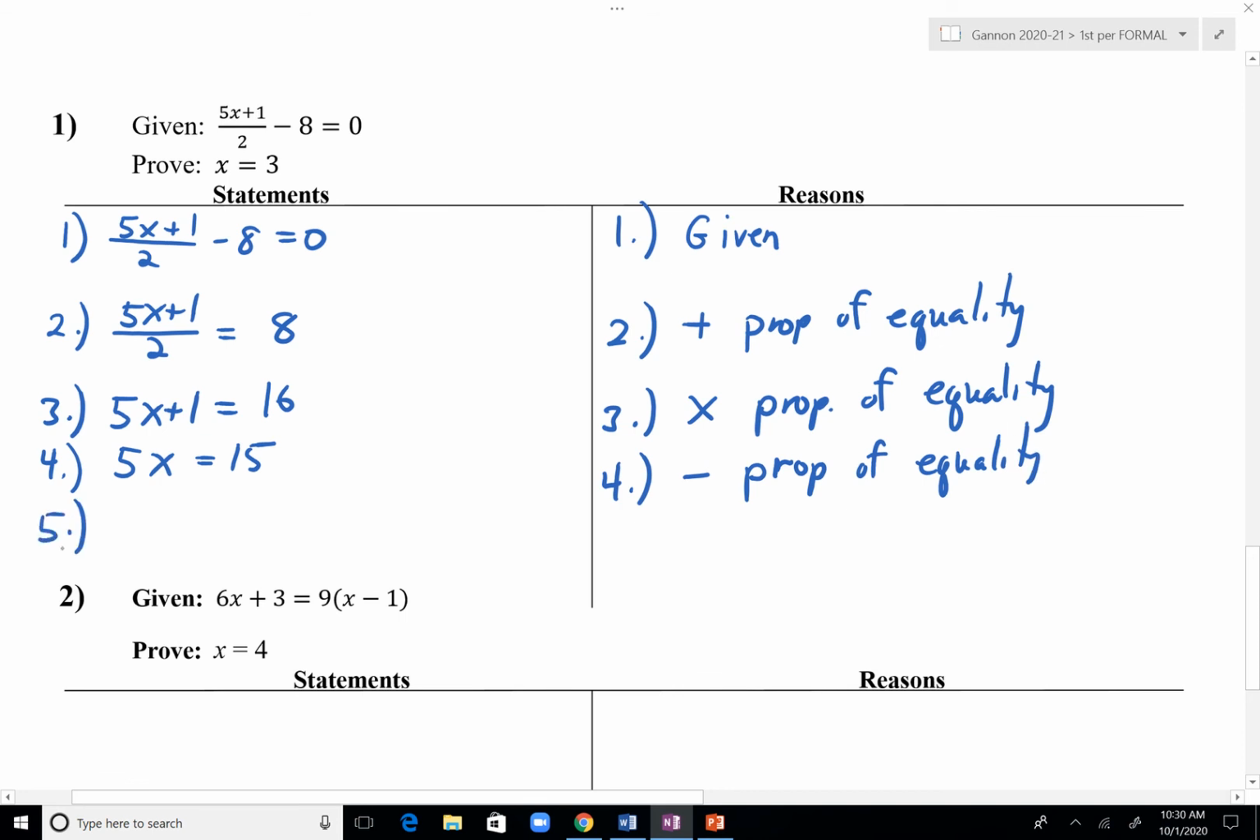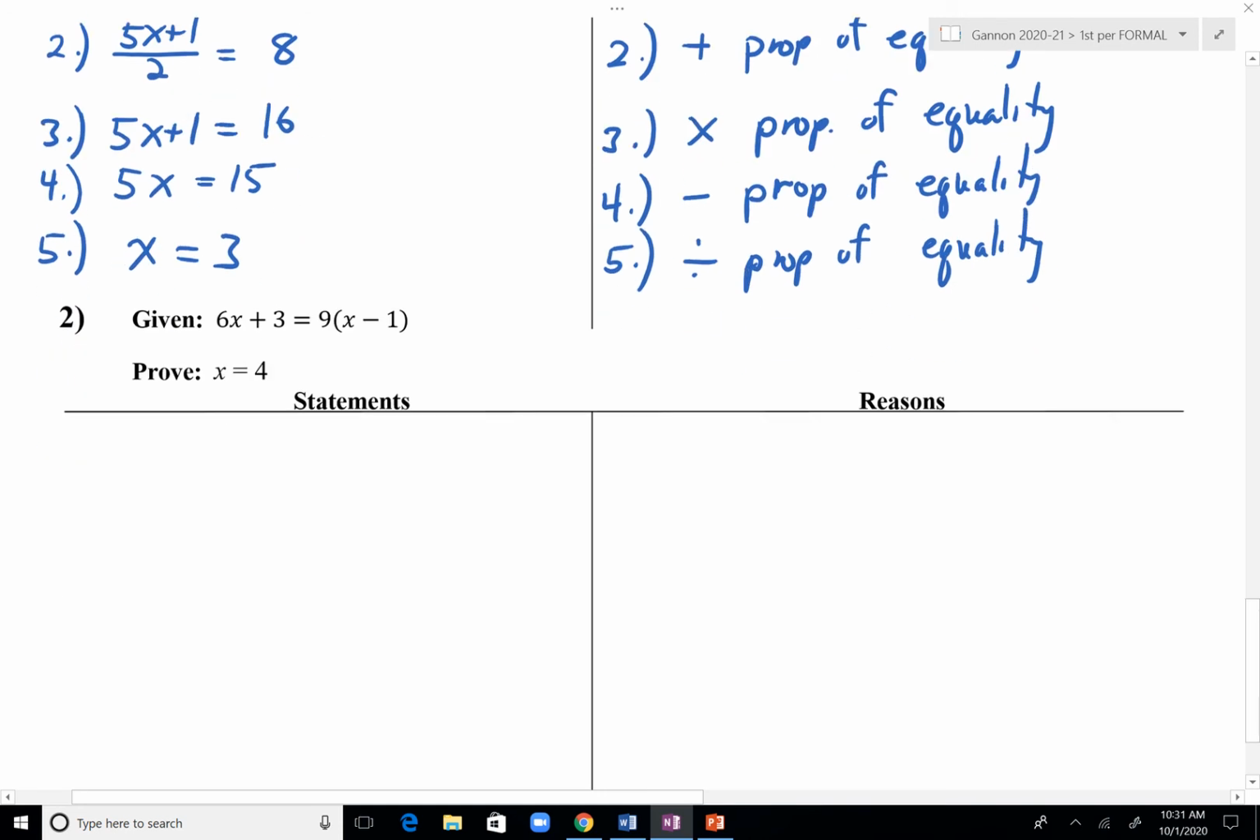And the final step to isolate x would be to divide both sides by 5. 15 divided by 5 is 3. Again, because we divided, that's the division property of equality. So your reasons are really just explaining what you were doing and why you're able to do that. We started with the original equation, that is our given. We're going to be done with the proof when we reach the statement that we are trying to prove, which was the solution x equals 3.